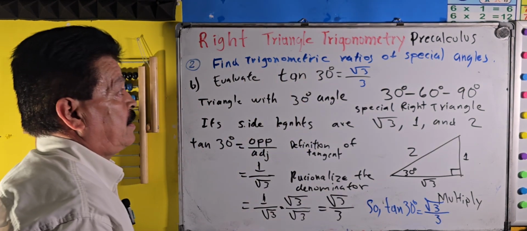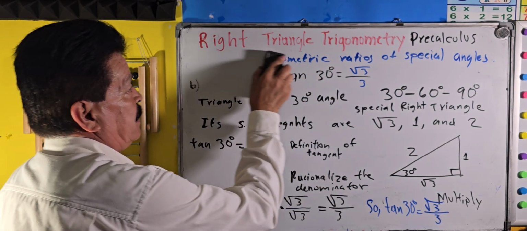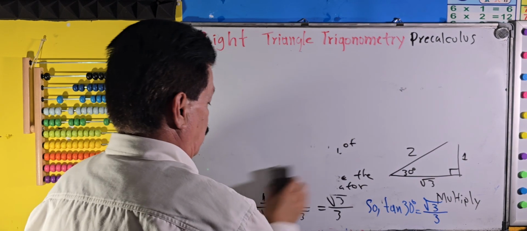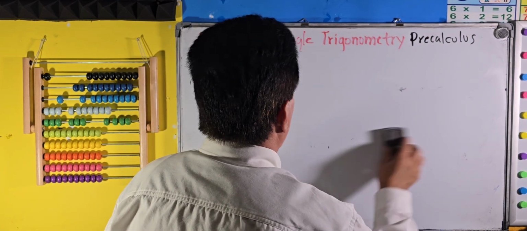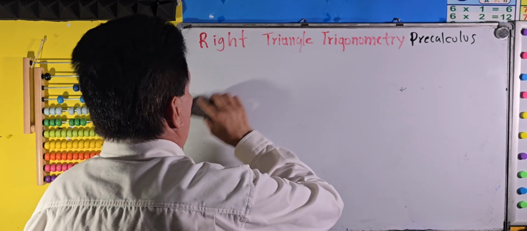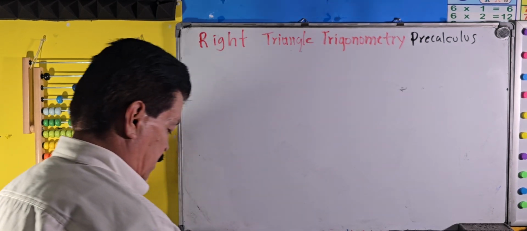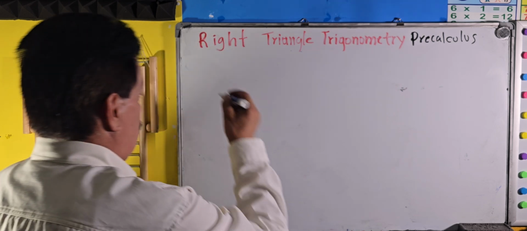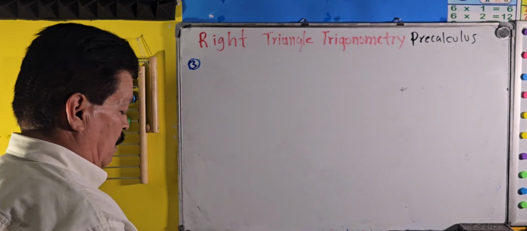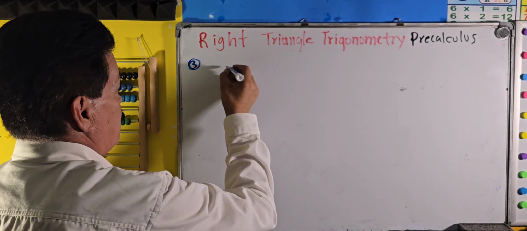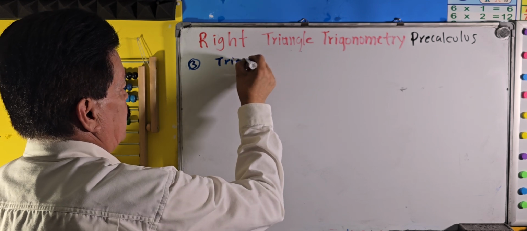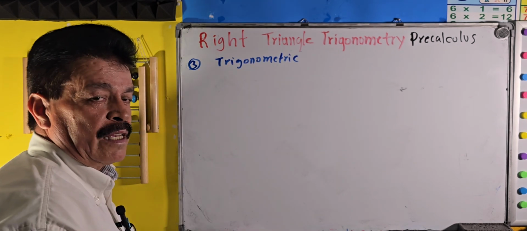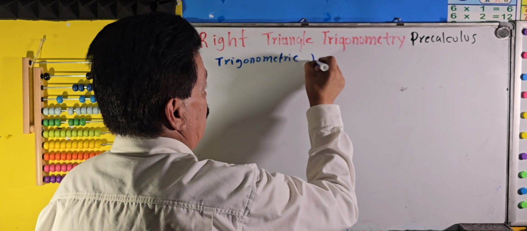Okay, this is another section. Let's go and talk about a different section. And we are talking about right triangle trigonometry. So section number 3. Number 3 is almost the same, a little bit different. It's here. It's a little bit different, but it's trigonometric ratios.